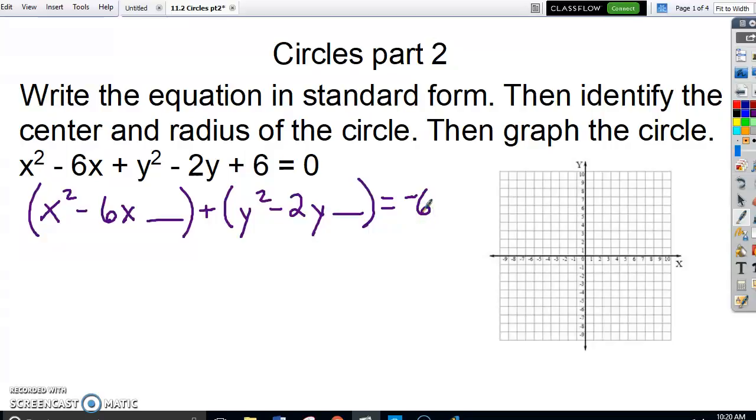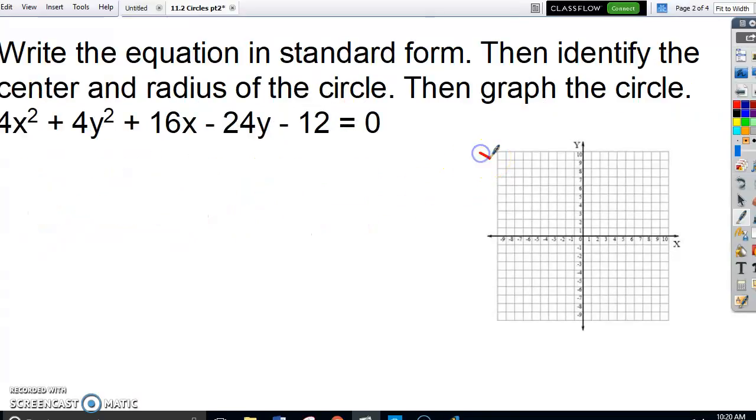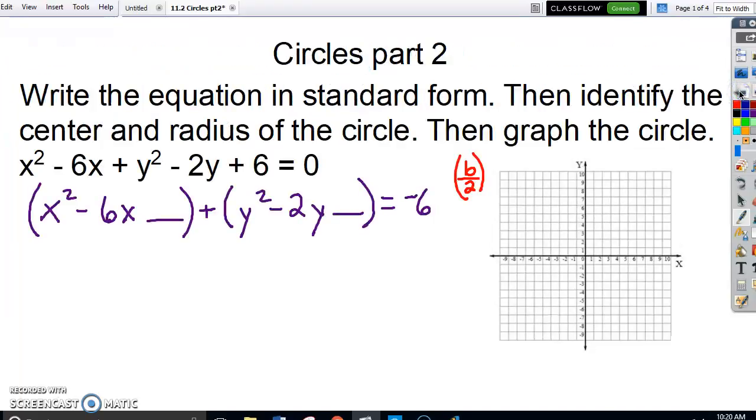Then we're going to complete the square. The formula for completing the square is b divided by 2 squared. So my b is the number in front of the variable without the square. Over here by the x, that's negative 6. So we're going to take negative 6 divided by 2, and that's going to give me negative 3. Negative 3 squared is 9. So I'm going to add 9.